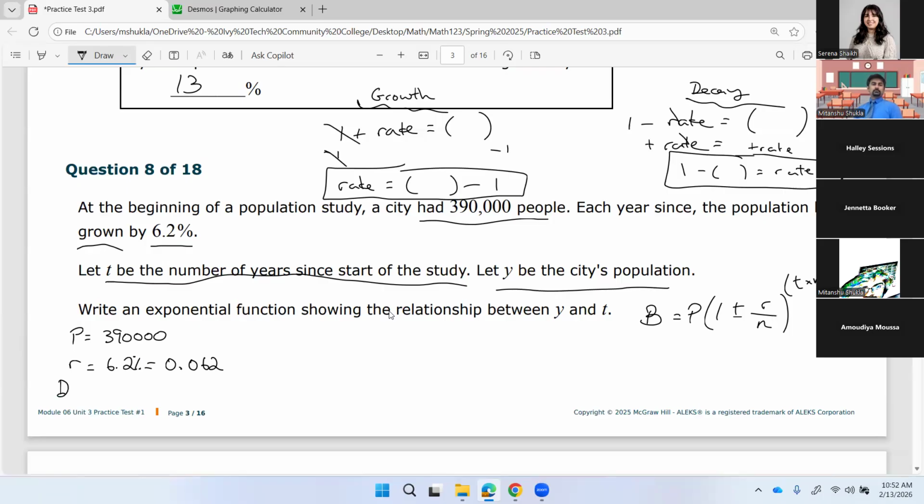I think it's decaying. I'm sorry, growing. I tricked myself. Okay. So I know it's going to be a plus.